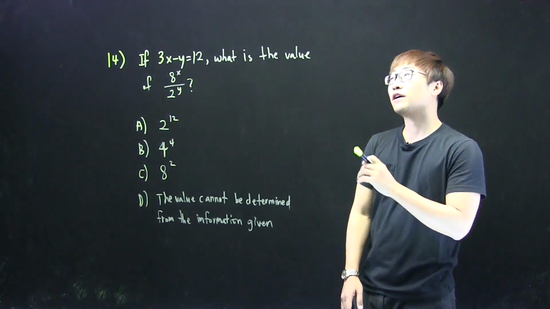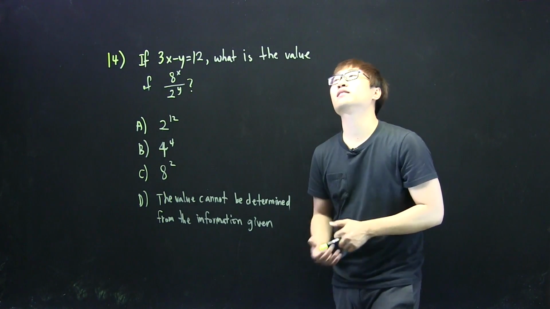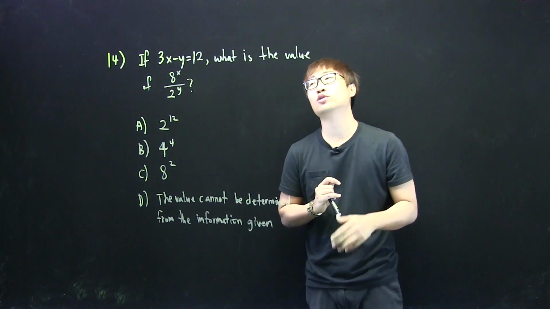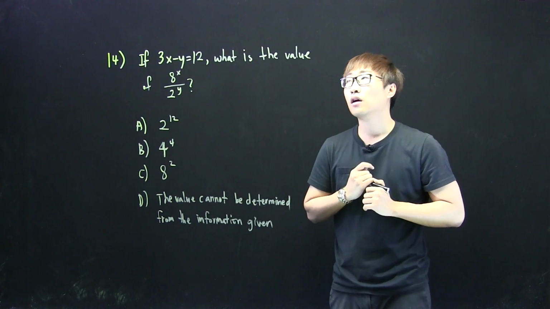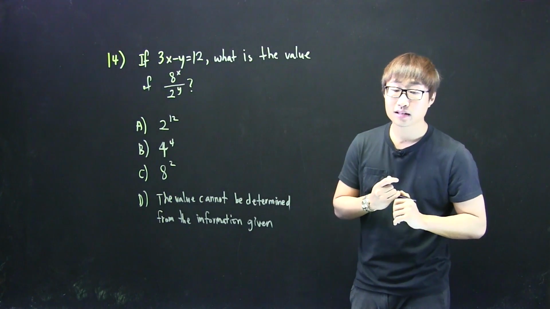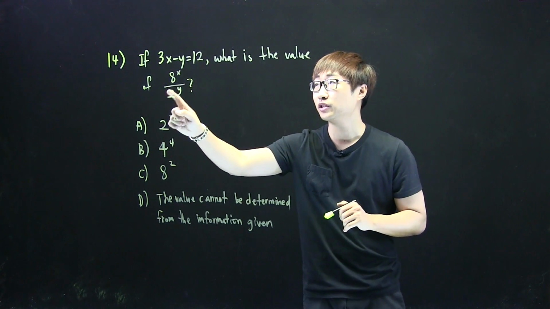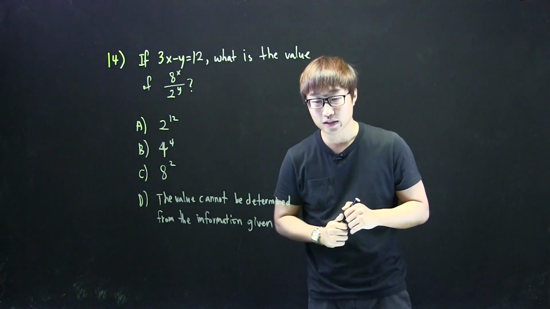Number 14. If 3x minus y is 12, what is the value of 8 to the x power over 2 to the y power? All right, so a lot of people get intimidated when they look at something like this, right? It's like, oh, different coefficient, different exponent, oh my God, what do I do, right?